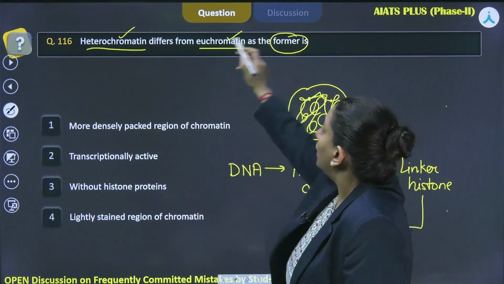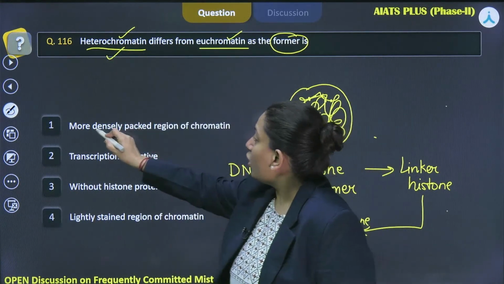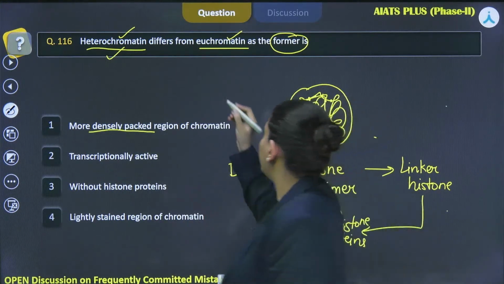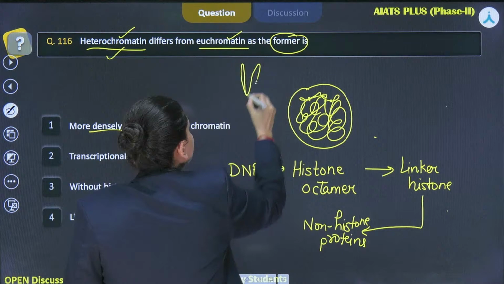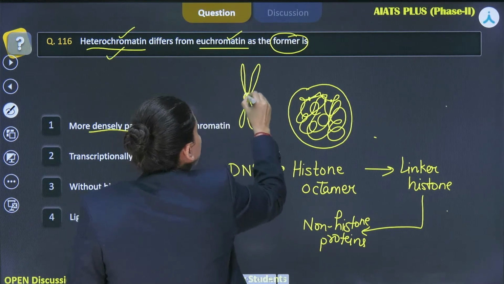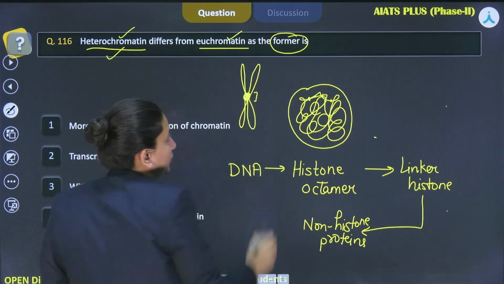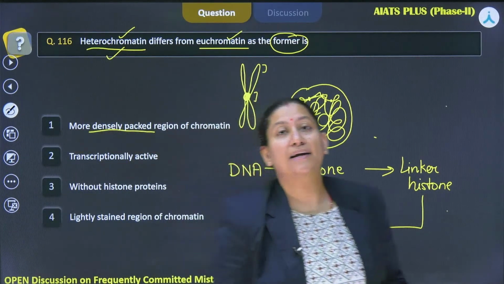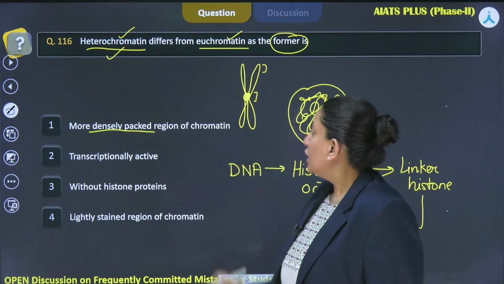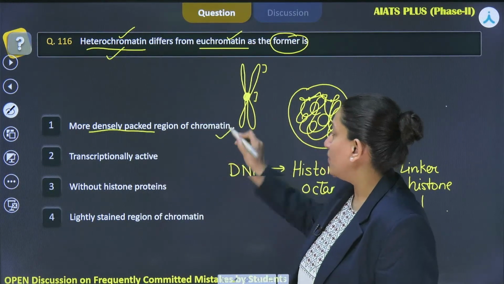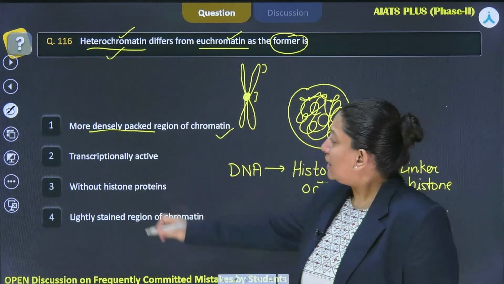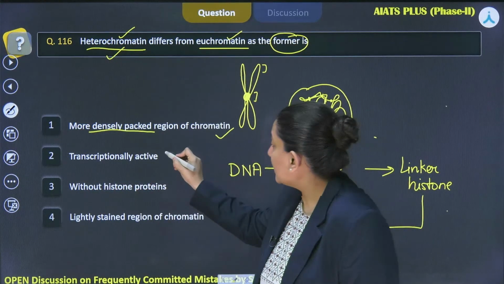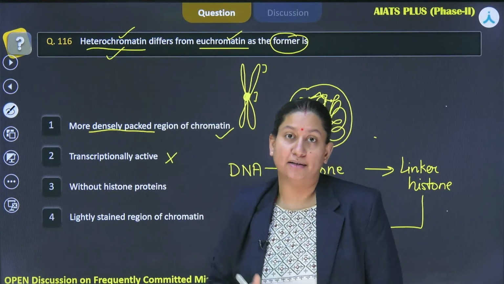So if we talk about heterochromatin, obviously it's more densely packed region of chromatin. So in a chromosome, let's suppose this is a chromosome we are talking about, we could localize this heterochromatin region over here in the centromere or maybe in the telomere, which is densely packed regions of chromatin. So this is true for heterochromatin, right? Then it says it is transcriptionally active, but that is incorrect with reference to heterochromatin.